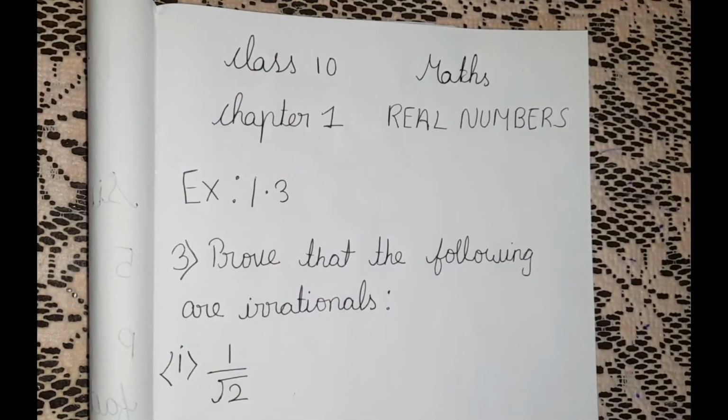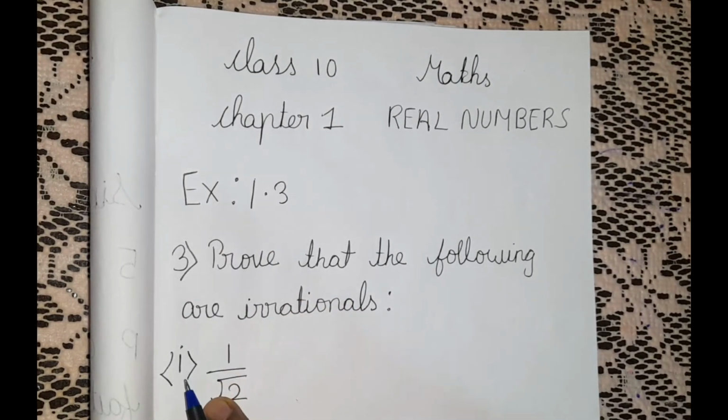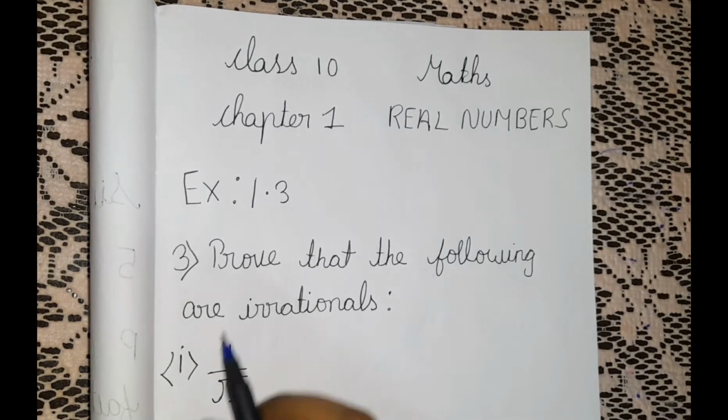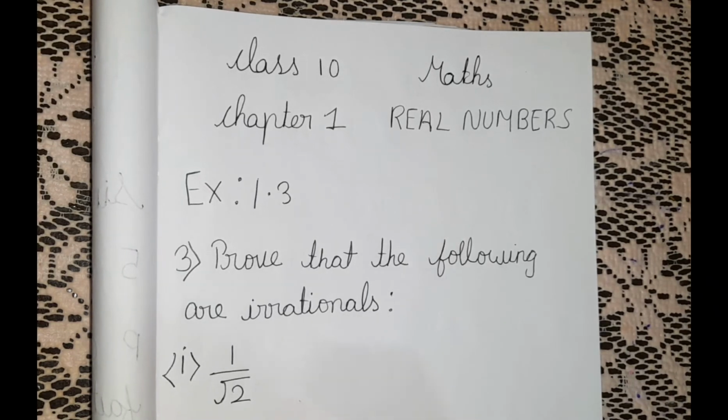Today we are going to be learning Exercise 1.3, third question, first subdivision. Now let's read the question. The question is, prove that the following are irrationals. The first subdivision is 1 by root 2. So this is the question. Now we should prove that 1 by root 2 is an irrational.